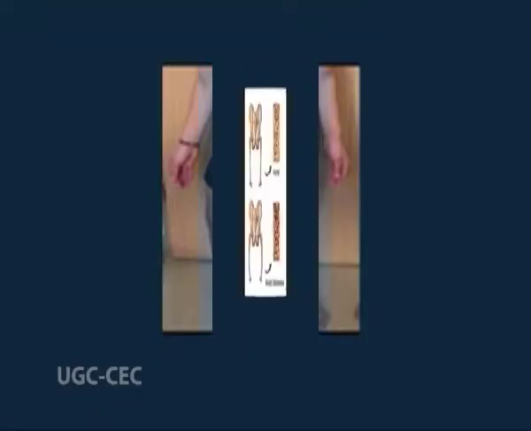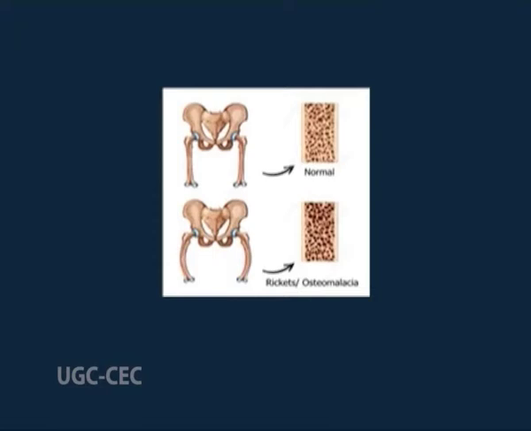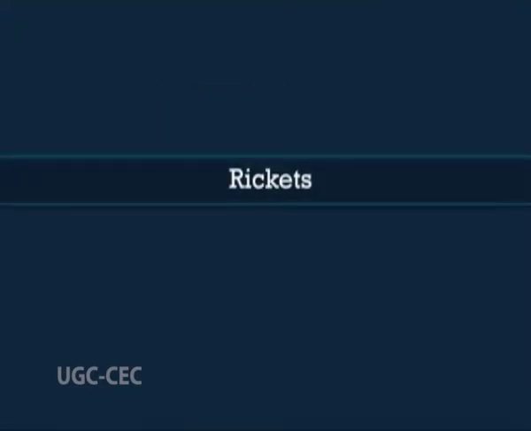Deficiency of vitamin D leads to rickets in children and osteomalacia in adults. We'll see about rickets. Rickets is characteristically most severe in children between the age of 1 and 3 years. Strong and rigid bones are not formed.